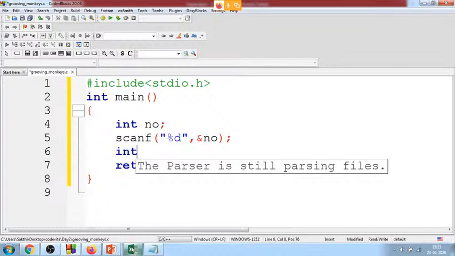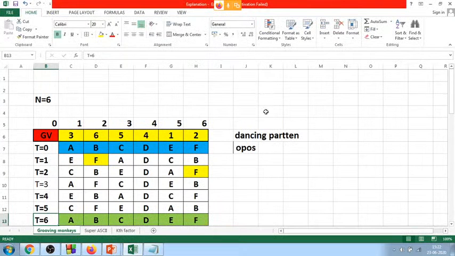This particular dancing pattern, right? We are supposed to accept the dancing pattern of this particular monkey. If at all your monkey value is 6, what is this array size? We are not starting with 0, we are going to start with 1.